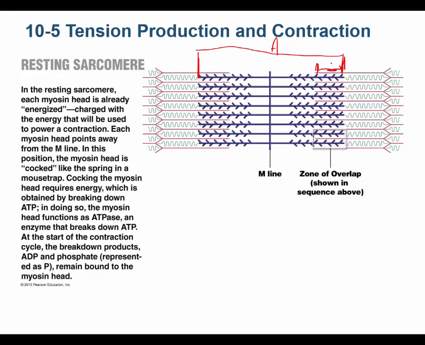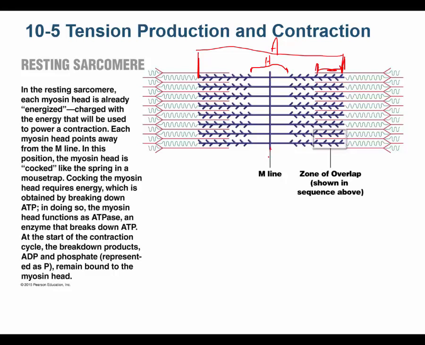So it's an anisotropic band, or a band that doesn't let light through. And then you have an H zone. Now the H zone is still thick filaments, but there's no overlap as of yet anyway. So in the resting sarcomere, this H zone is pretty wide compared to the contracted sarcomere, because the thin filaments haven't encroached upon this area yet. And then in the middle of the H zone, you have this M line.